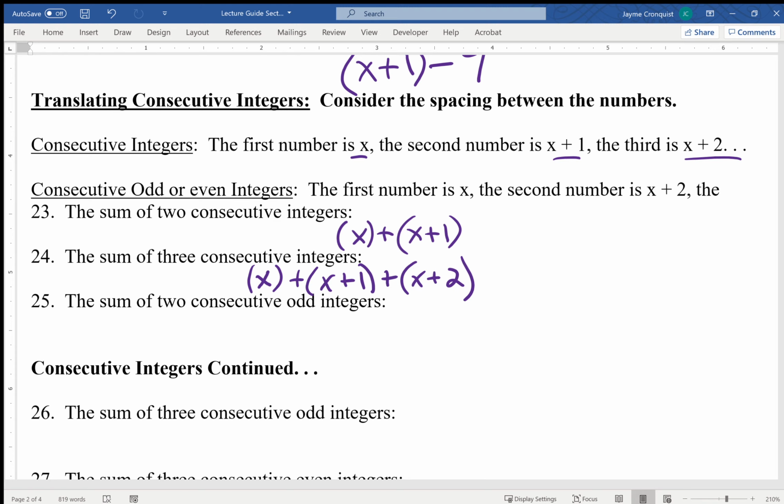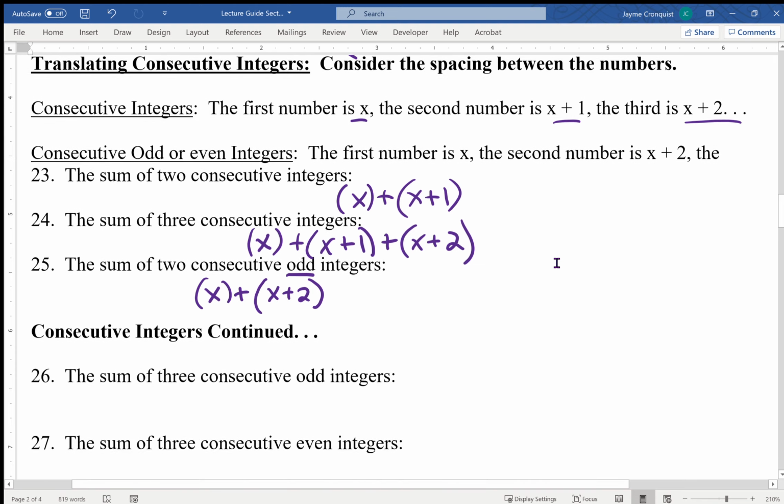All right? Now, here we get to odd, and odd and even are going to have the same situation. My first one would be x, but in order for the next one to be odd, if x is odd, then I have to add 2. So that's actually 2 consecutive odd integers. If I want 3 consecutive odd, it would be x, x plus 2, x plus 4. Okay? Now, even you do the exact same thing. It's when you complete the equation that you'll find it'll come out even or odd.